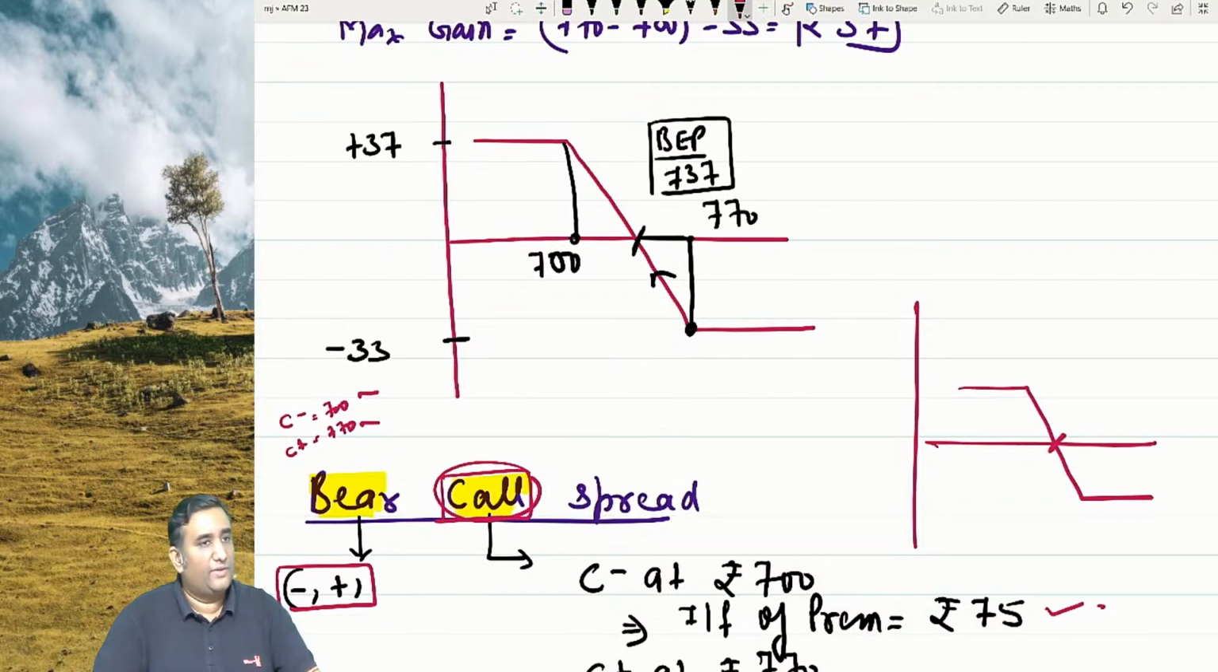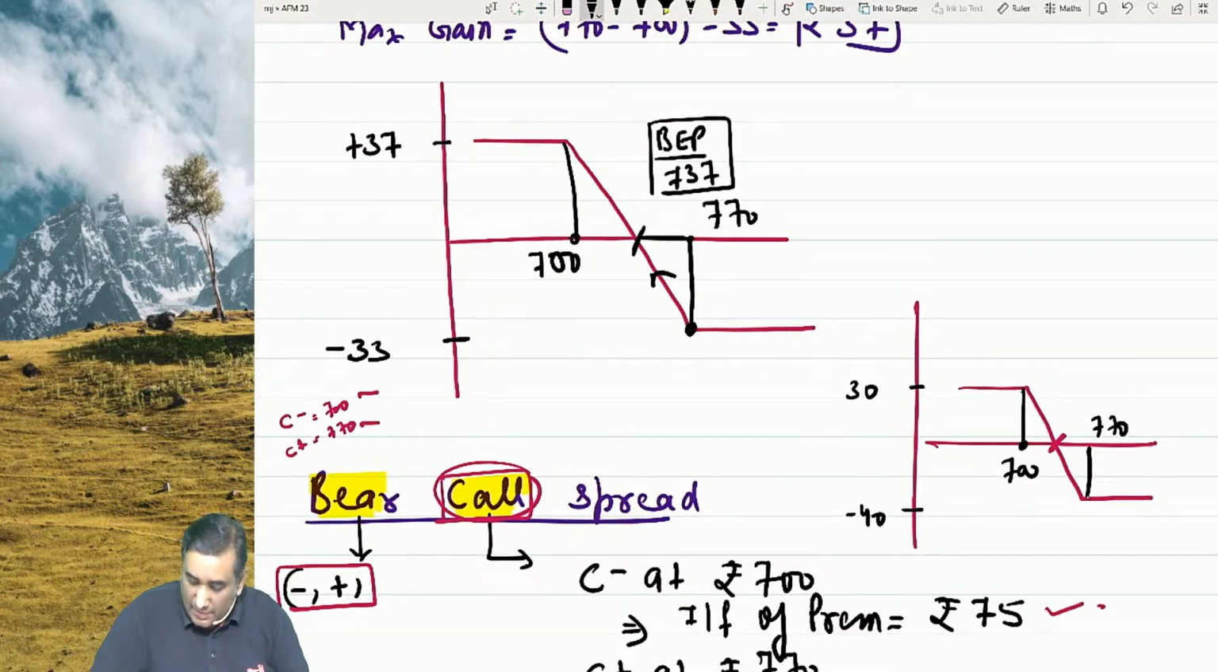We have a problem with the break even. Leave the break even. Do you know the first 700? Do you know the second one? 170. No doubt. Do you know the profit? How much? 30. Do you know the loss? Minus 40.